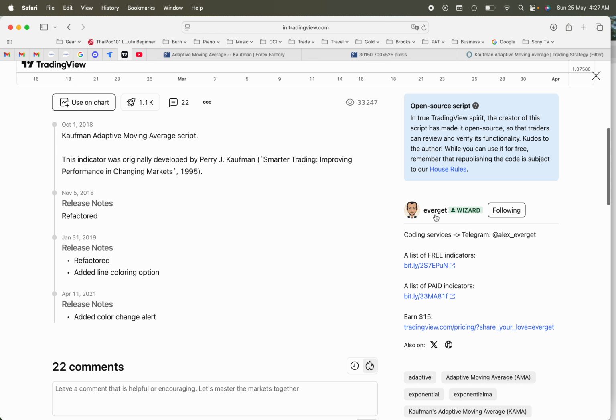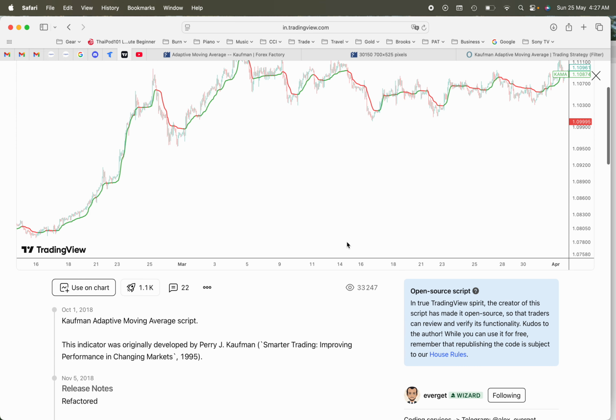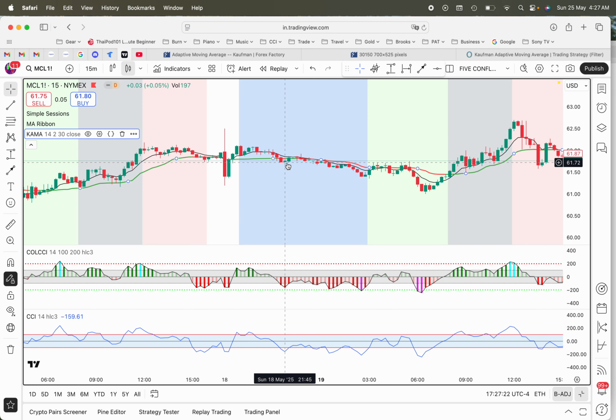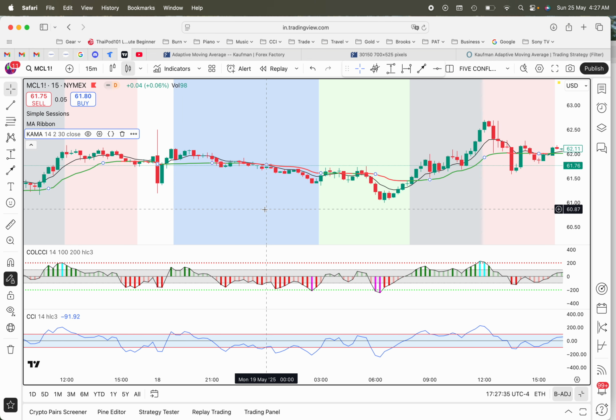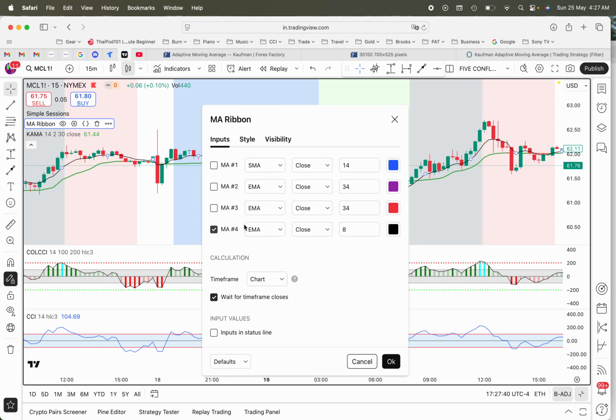This one here is made by Everget. If you're on TradingView, you know who that person is. And this one's coloured, so if the market is long, it goes green. If the market is short, like here, it'll go red. So that's pretty handy. The strategy is adding an 8 EMA, which is this one here.